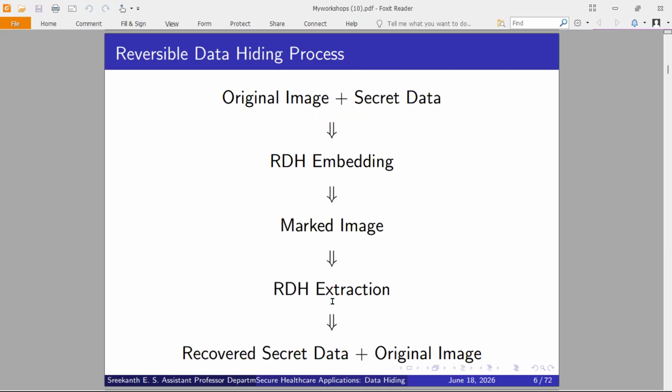So this is what it means. There is an original image and secret data. What is the secret data? It can be many things. Either it can be a patient record, or some kind of watermark, suppose I want to embed a logo, or some kind of recovery information. So many things are there. Then we do the embedding, and the result is called the marked image. After extraction, we should obtain the secret data as well as the original image.